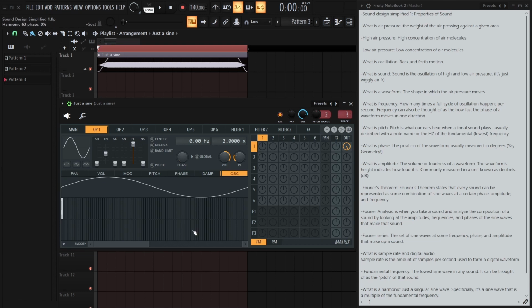So this is a sine wave. The sine wave is a singular pure tone and is the building block of all sound. Here's what it sounds like. This is a triangle wave. It sounds similar to a sine wave but has a bit of a richer sound to it. Here's what it sounds like.